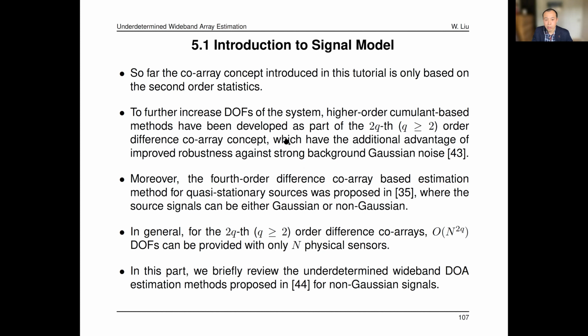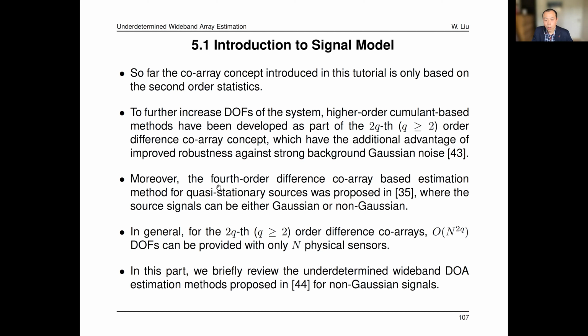And the cumulant-based approach has the additional advantage of improved robustness against strong background Gaussian noise, because for cumulants we normally assume the source signals are non-Gaussian and the noise is Gaussian. So if you calculate cumulants, then the cumulant of the noise will be 0, and you have removed the effect of noise. You can also have this 4th order difference covariance not through cumulants and this non-Gaussian assumption. The signal could be Gaussian.